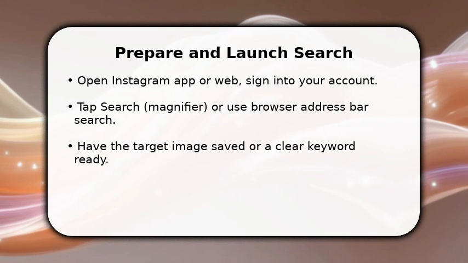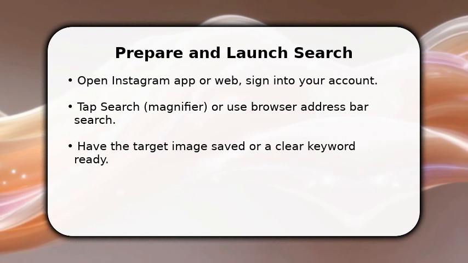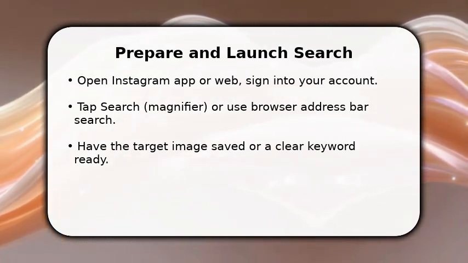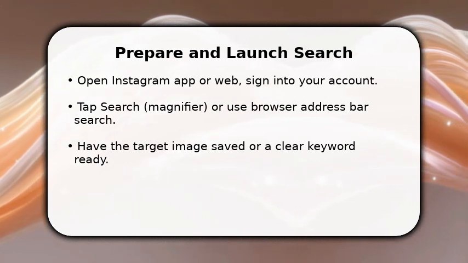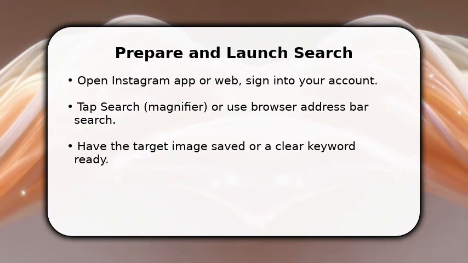If you have the image file, save it to your phone so you can compare results. If not, prepare concise keywords describing subject, location, or visible text. These first steps get you into the right interface and set expectations for what results you can realistically find.